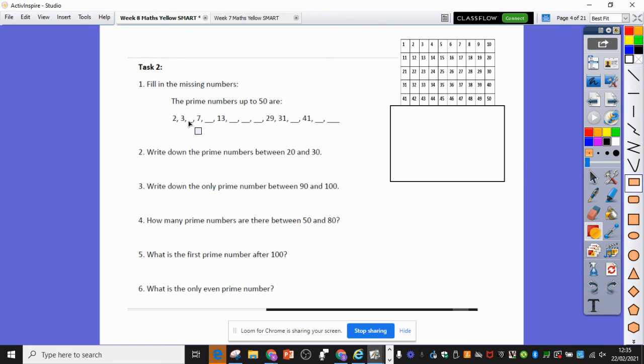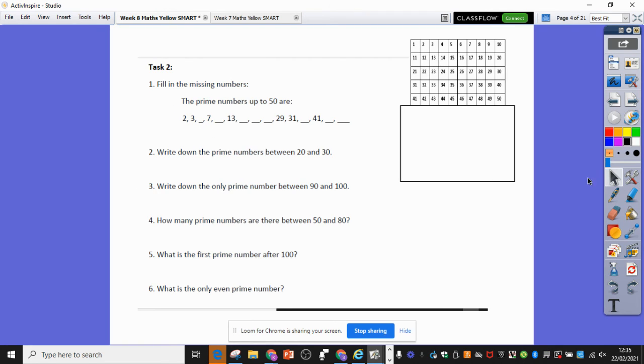And then write the missing numbers, the prime numbers up to 50. So I've got 2, 3, what one goes in there? Well, I know it's 5 because we've already just done it. Then it's 7. What is the prime number we've got between 7 and 13? What's your next prime number that you've marked off? And work your way through right the way up to 50.